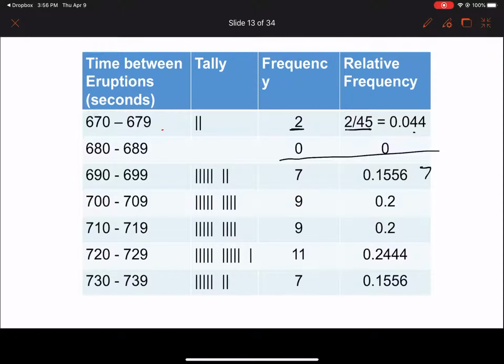This was 7 divided by 45, so 15.56% of the time, it was between 690 and 699. And I did that with each of these values. This is 9 divided by 45. This is 9 divided by 45. 11 divided by 45. And this gives me my relative frequency. So that is if I'm making a relative frequency histogram.